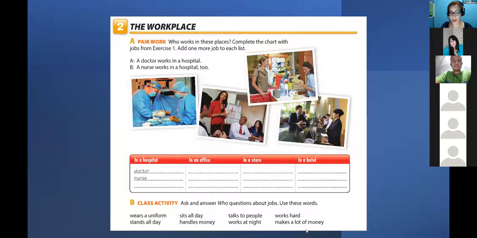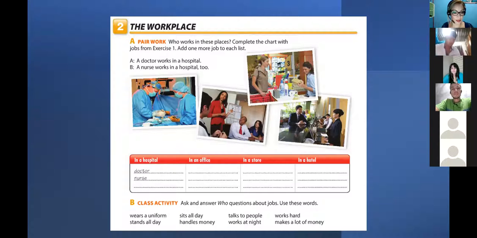Do you have any questions regarding the vocabulary here? No questions? Handles, teacher, what is it? Handles is manipular. Handles money. Okay, thank you. Any other question? No more questions? No, teacher.